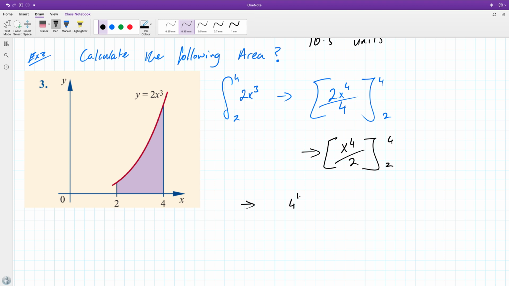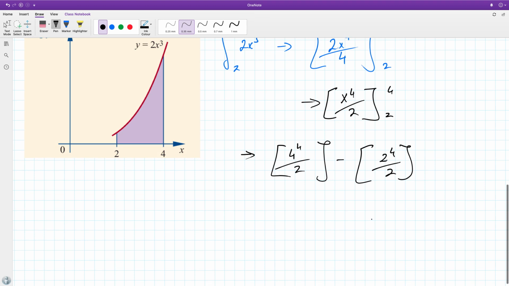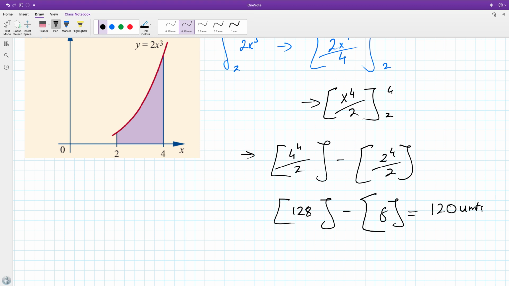That is 4 to the power of 4 over 2 minus 2 to the power of 4 over 2. 4 to the power of 4 over 2 is 128 minus 2 to the power of 4 is 16, is it? 16 over 2, which is 8, is equal to 120 units squared. And that's it, 120 units squared. That's what you calculate.